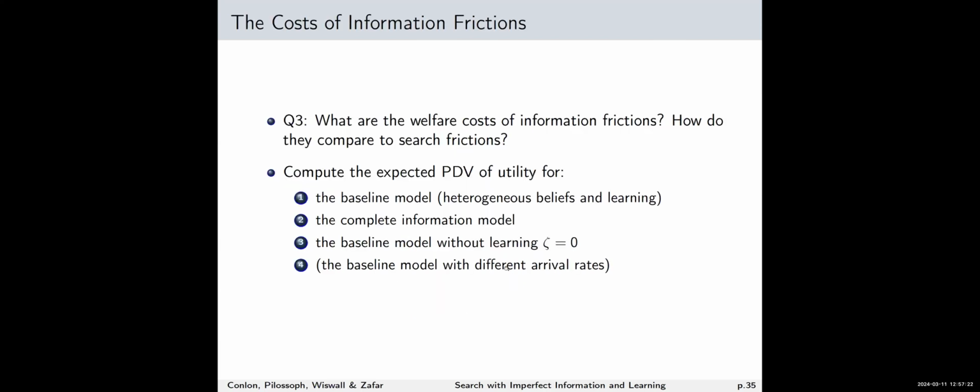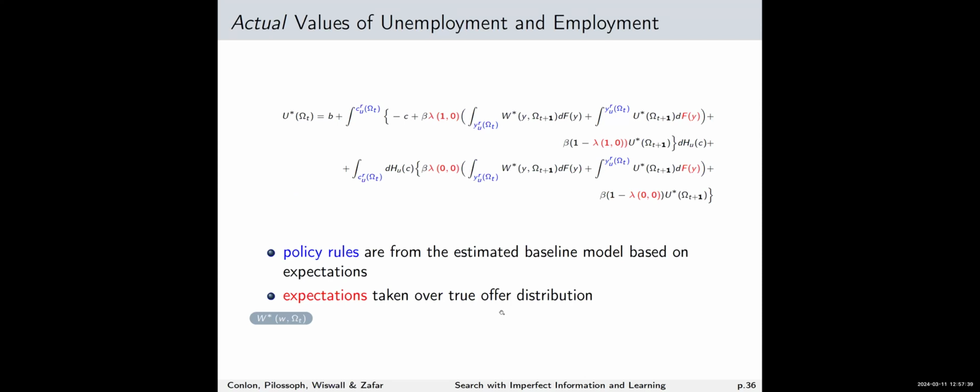Okay, the last thing I want to do in the very short amount of time that I have remaining is just give you the gist of what we do in terms of answering the third question, which is, what are the welfare costs of these information frictions? So in order to answer that, what we're going to do is the following. This is literally the value function I'm solving, which essentially says take the policy rules from the underlying model, which assumes that people are making decisions based on their expectations. So these are the policy rules coming from the model with expectations, but then plug in the actual values for, let's say, the arrival rates and the offer values that people are getting.